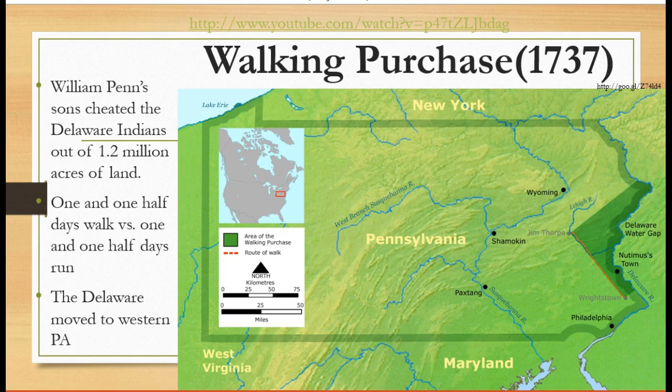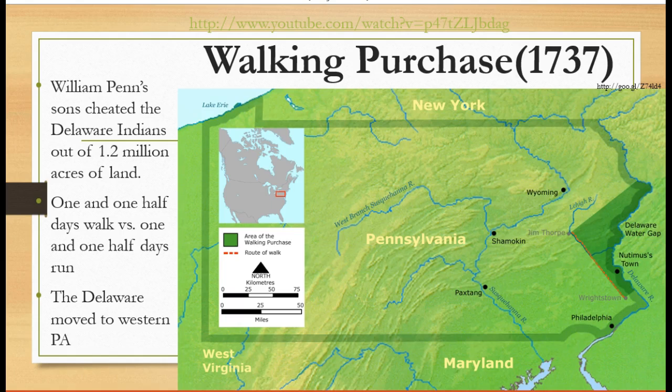Well, William Penn's sons went all about the colonies looking for the fastest runner in the colonies. Literally, they were looking for the Usain Bolt of the colonies. And when they found this fastest runner, they had this person run for a day and a half, rather than just walking what a normal walk would be for a day and a half.